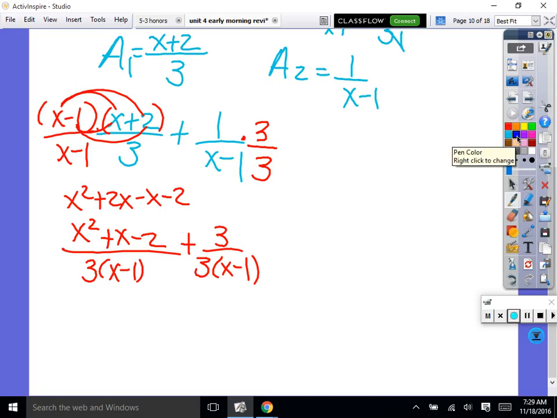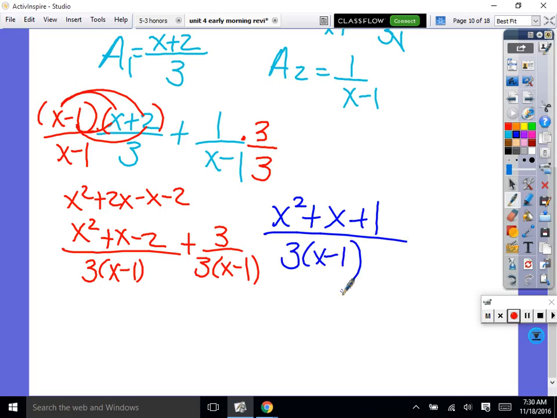Once again, do not, like a lot of people were doing. They're seeing this, they're saying, oh, okay, so I need to simplify this, and then they'll refactor this. But that's not what we have. We haven't added the 3 in yet. Does everybody get what I'm saying? So combine those. So we have x squared plus x plus 1, all over 3 and x minus 1. Okay? So now let's say, does that simplify?